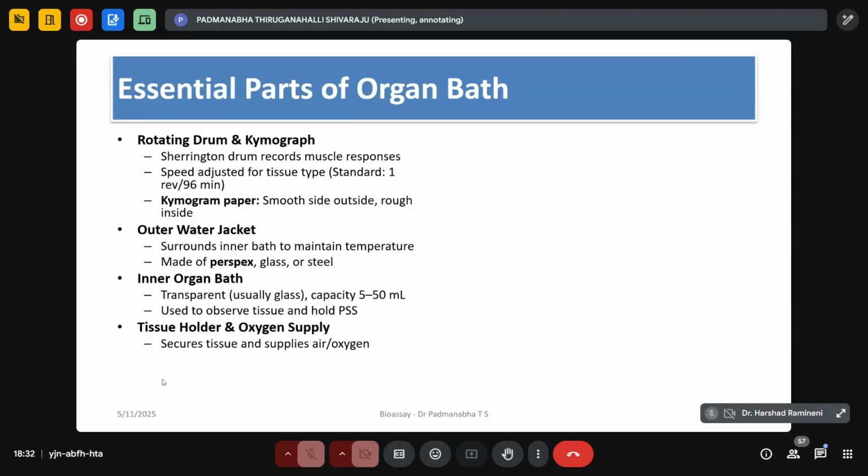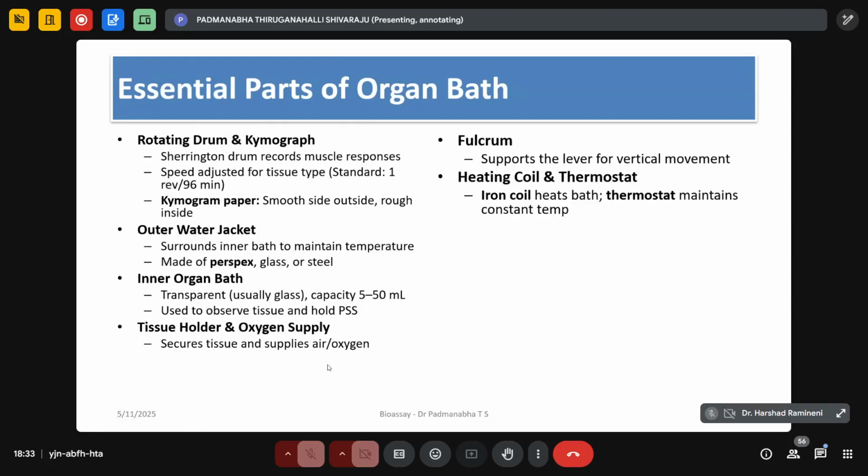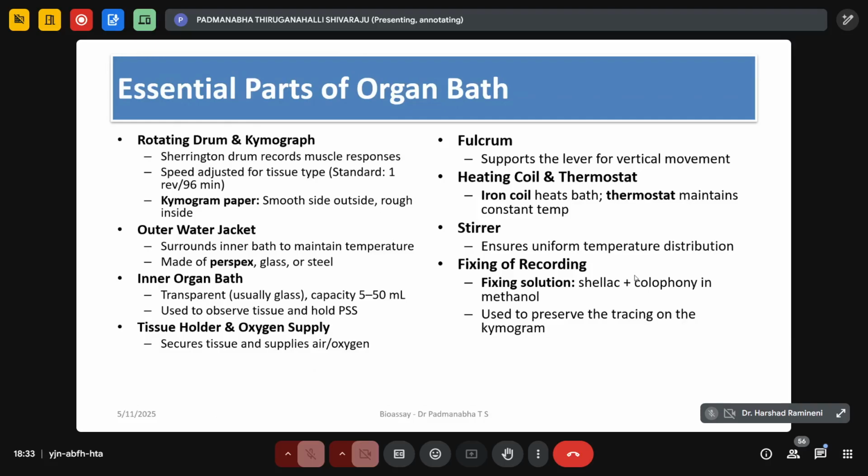And we have a tissue holder and an oxygen supply. This is used to secure the tissue and maintain its viability. Then we have the fulcrum, which usually supports the lever for vertical movement, so this will take the responses of the tissues. Then we have a heating coil and thermometer to maintain the temperature. We have a stirrer to make the temperature distribution uniform.